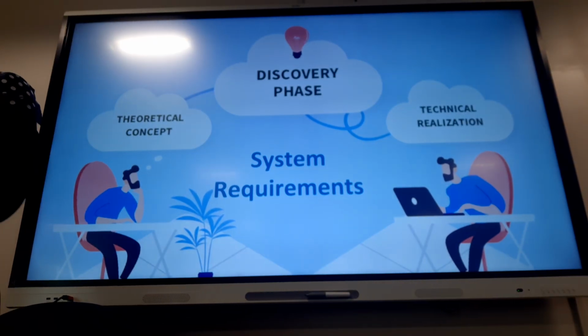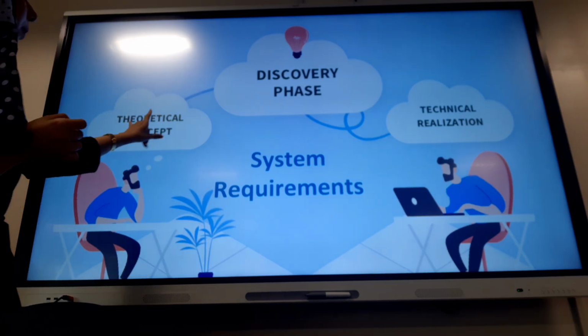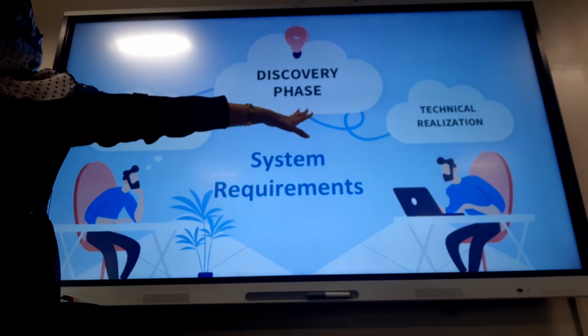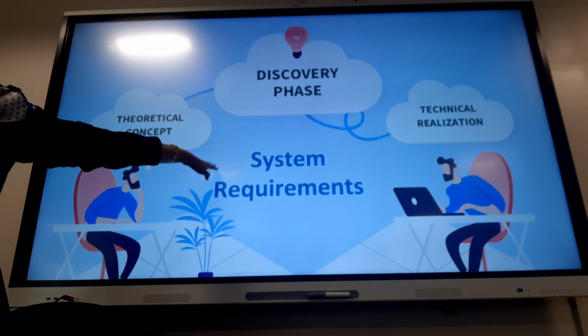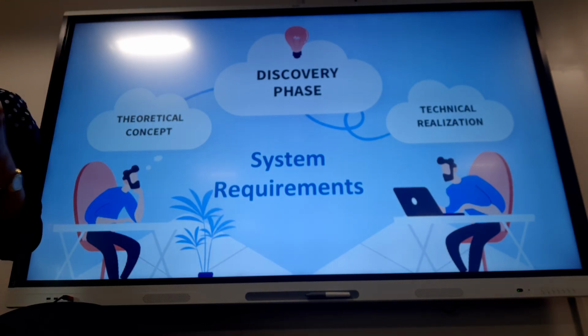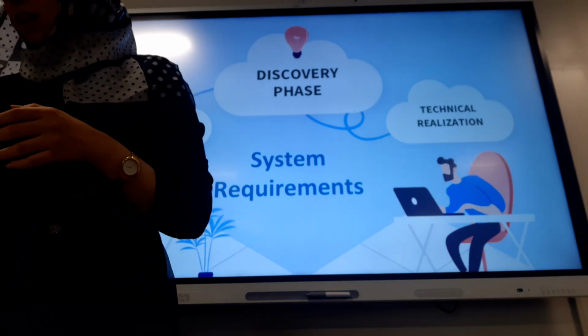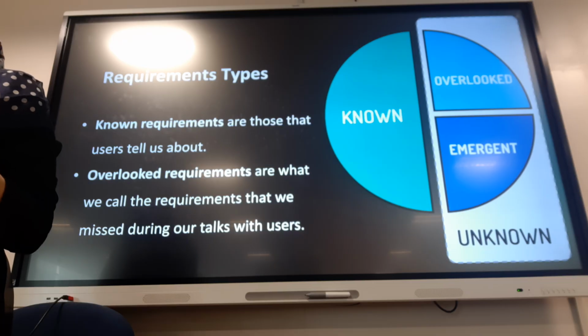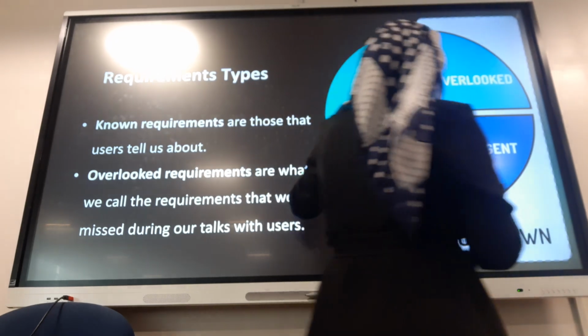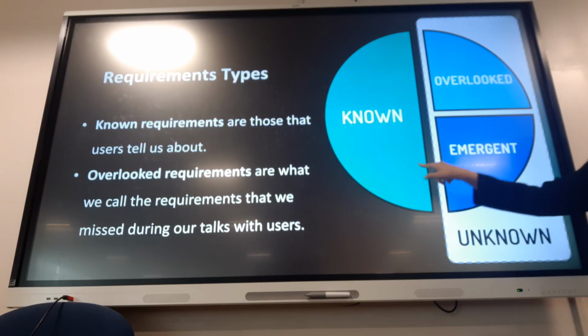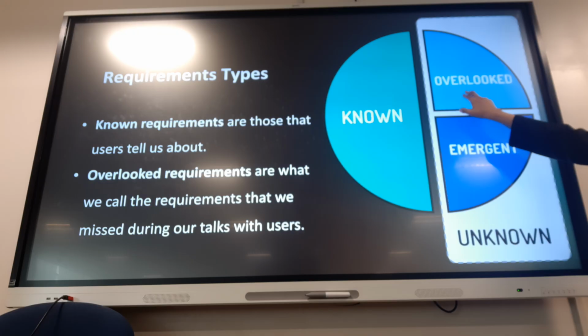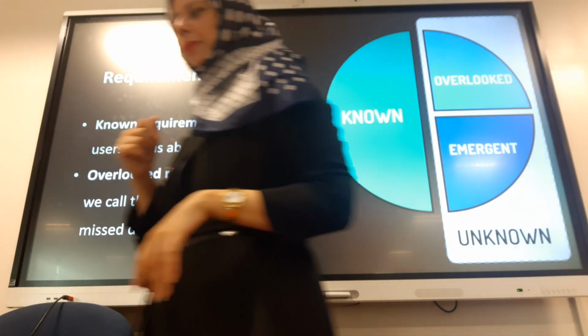Okay. So now let's agree on this. Requirements documentation is that thin line between theory and technicalities, right? So moving forward, once this SRS document is ready, you're able to start design and implementation afterwards. But you need to start working knowing three possible classes of these requirements. So we have requirements that are known, requirements that are overlooked, and requirements that are emergent. How are these three different?